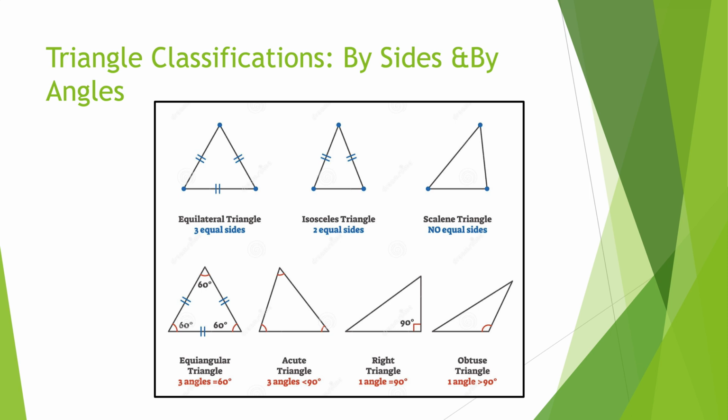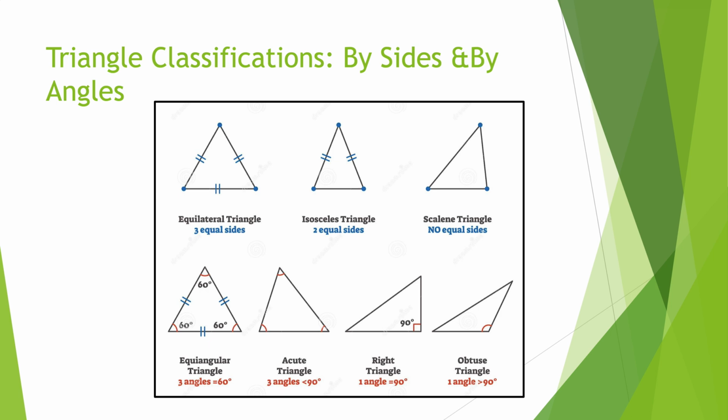If we want to concern ourselves with angles, just like we had equilateral for equal sides, we have equiangular for equal angles. In this case, all three angles are 60 degrees because, in case you remember, the three angles of a triangle add up to 180, and if they're all equal, I divide by 3 and I get 60 each.